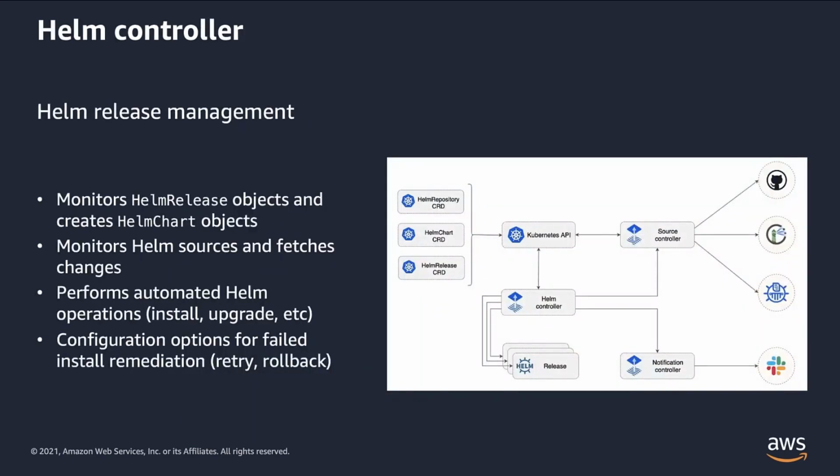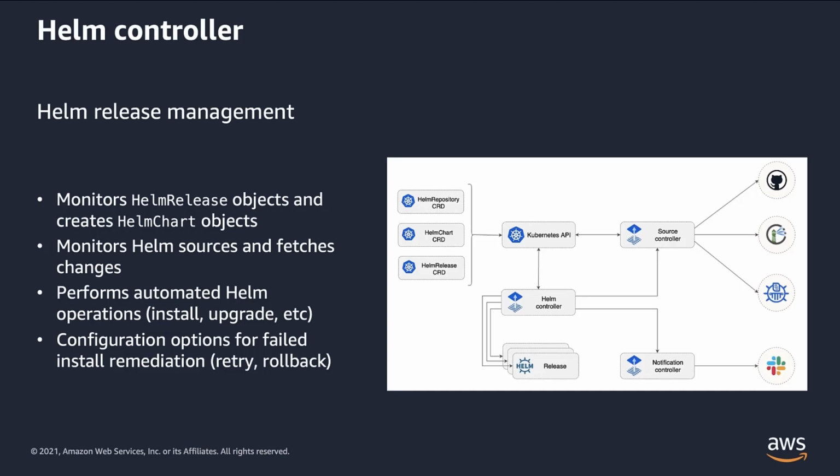So here we have the Helm controller. This is really Helm releases. You can have a Helm chart in source, but here we have a Helm release. This monitors Helm release objects that you define, which we'll look at in a sec, and it creates Helm chart objects. That monitors the sources and fetches changes, and then it can actually perform automated Helm operations like installs and upgrades.